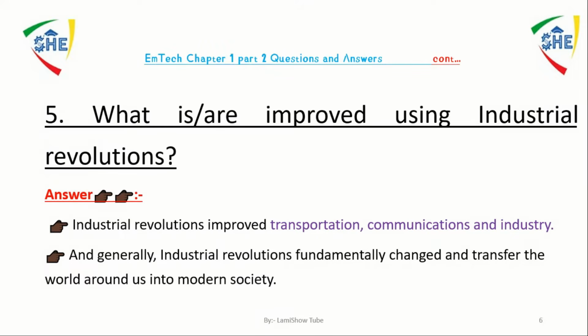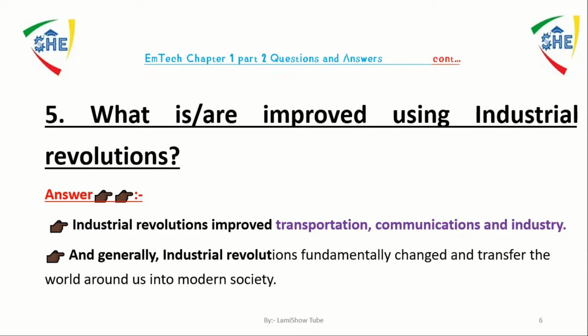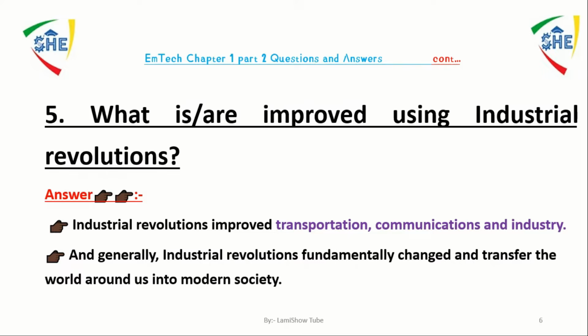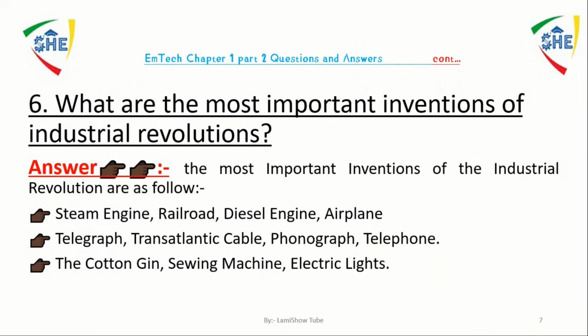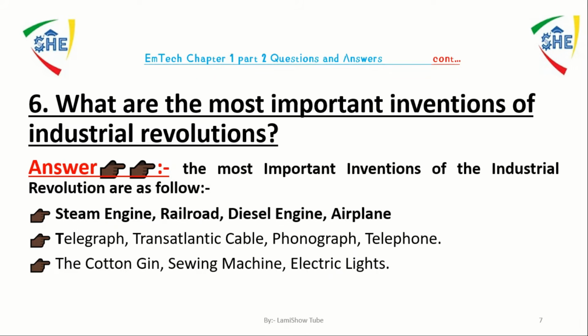Question number 5. What is or are improved using industrial revolution? Transportation, communication, and industry have been improved by using industrial revolution. Question number 6. What are the most important innovations of industrial revolution? So these are some of the things that have been introduced or invented during industrial revolution.